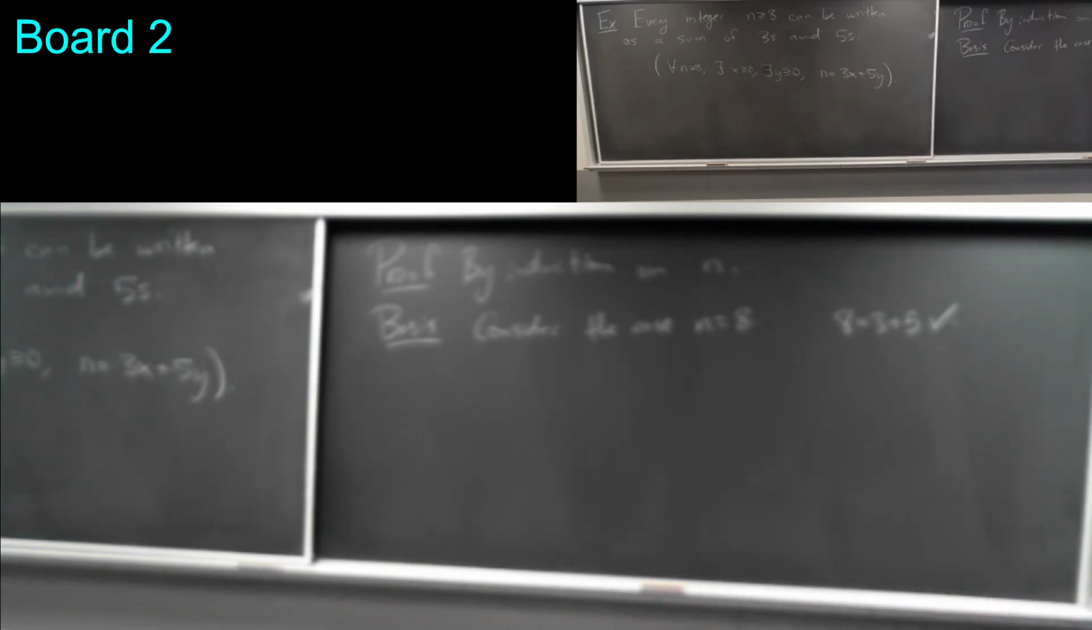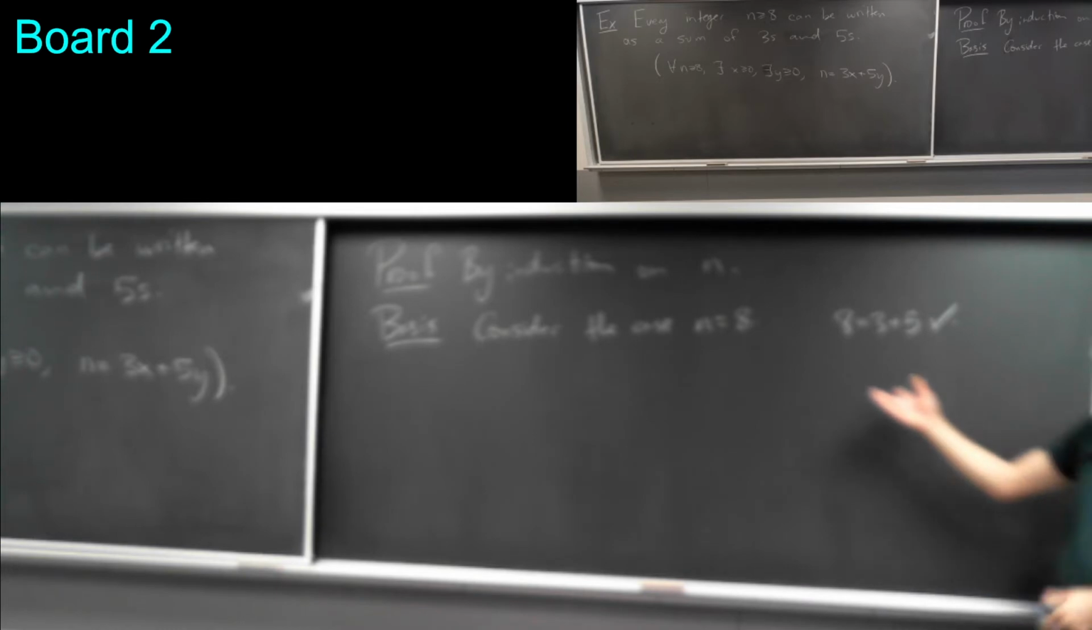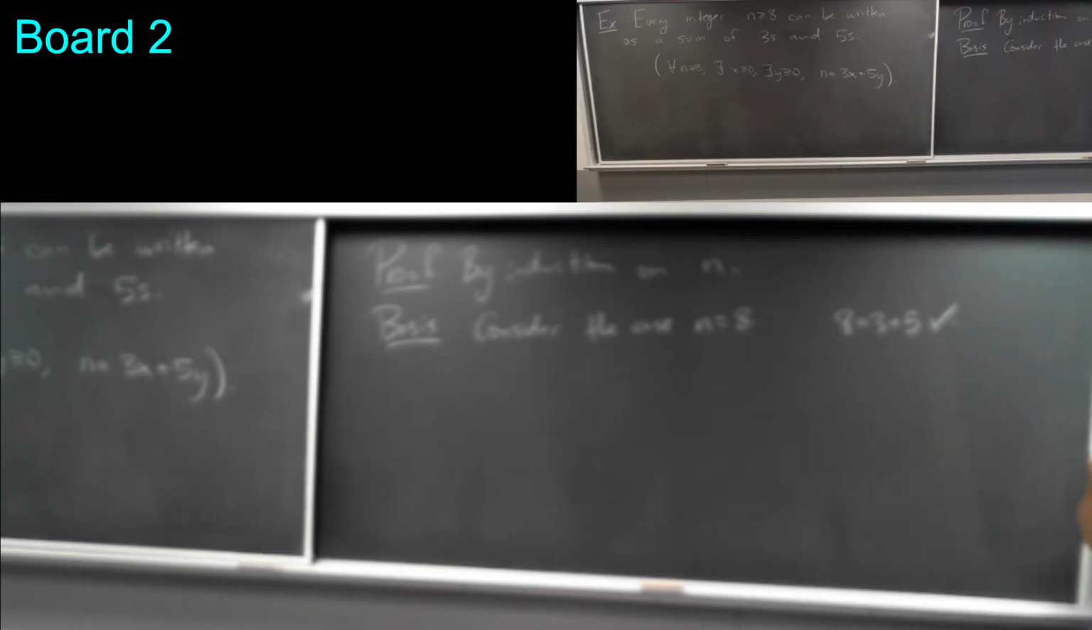Now, here's the thing to think about. Suppose I know it's true for 8. Does that help me prove it for 9? It sort of doesn't. If I know it's true for 8, that means I can write 8 as 3s and 5s, but I can't just use that to get 9. So it's not particularly useful to know case 8 to get case 9, and I'm not really going to be able to do induction.